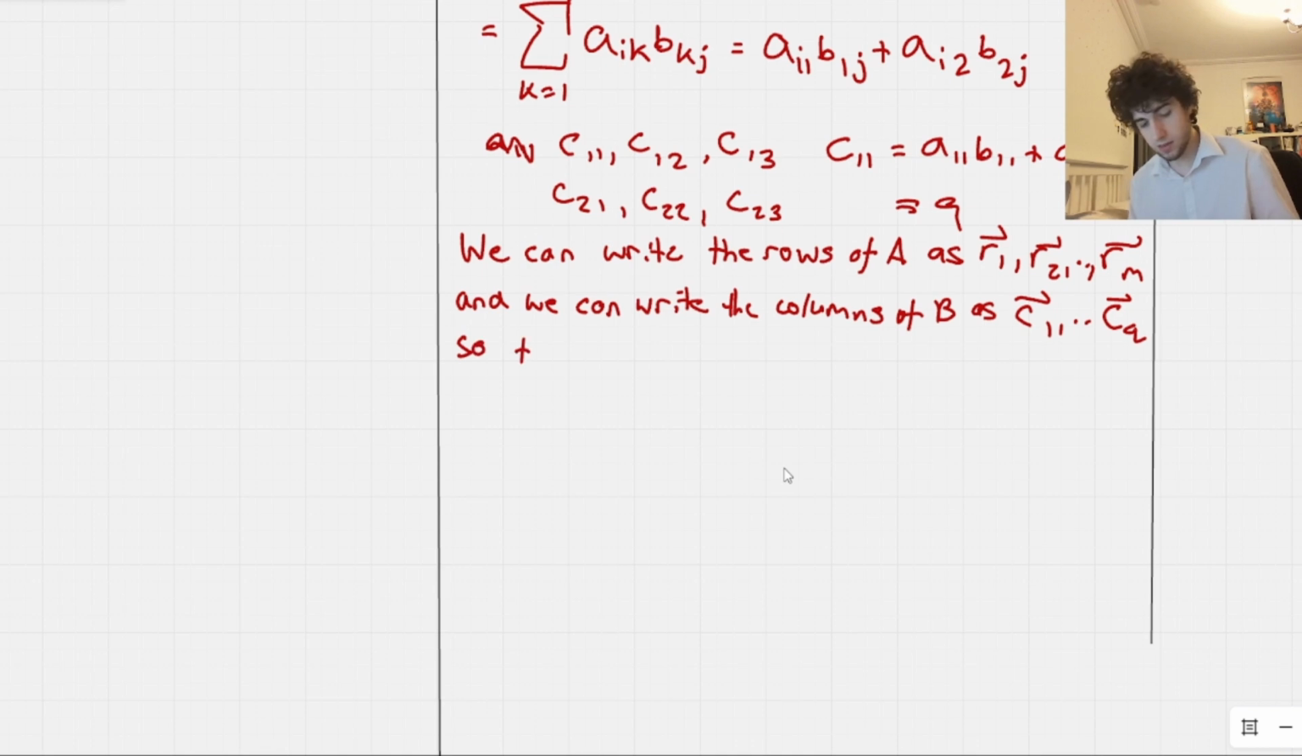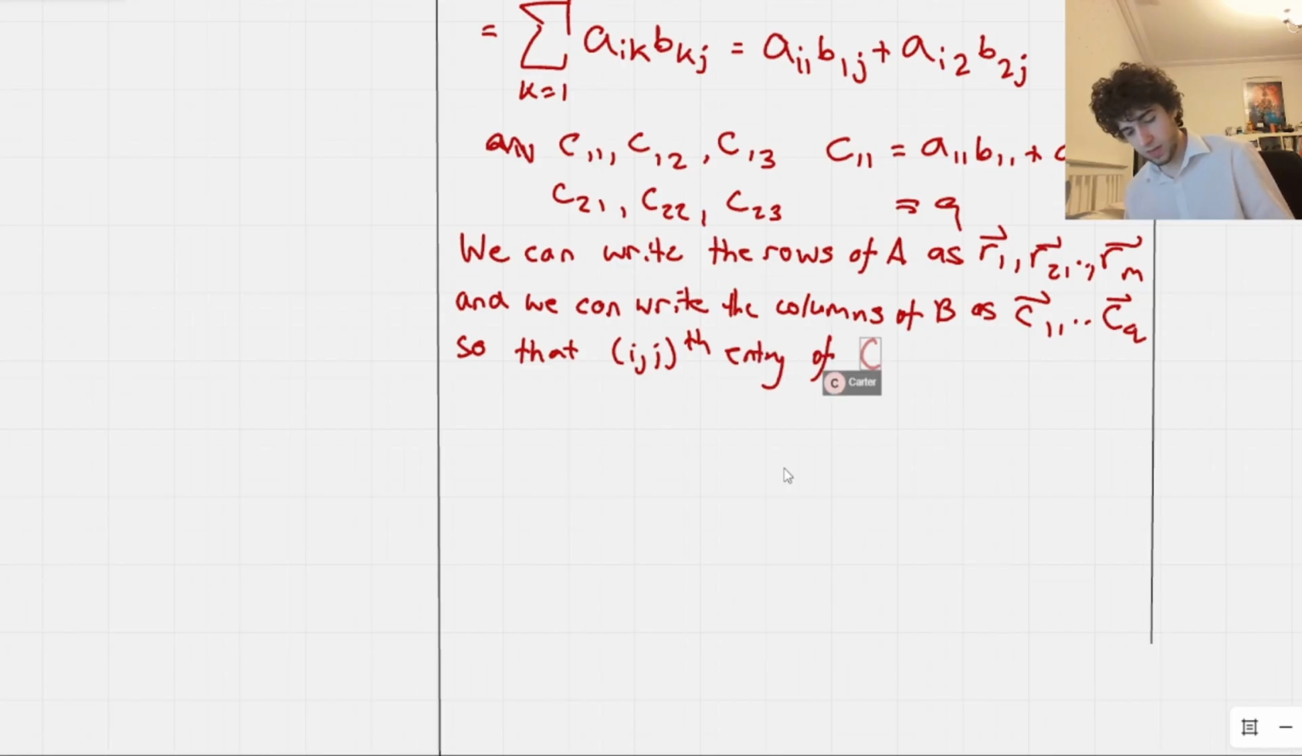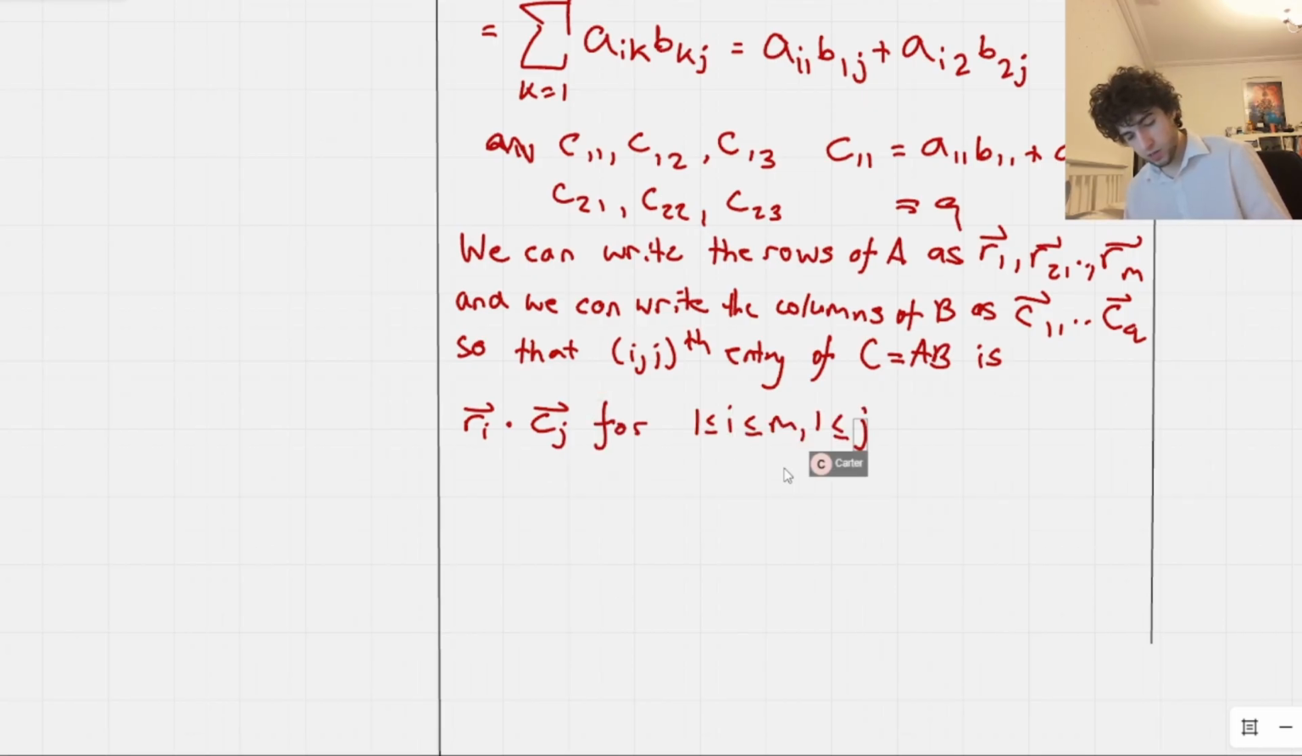So effectively the ijth entry of the resultant matrix, when you multiply the two matrices A and B together, is given by Ri dotted with Cj, okay? For 1 less than or equal to i less than or equal to m, and 1 less than or equal to j less than or equal to q.